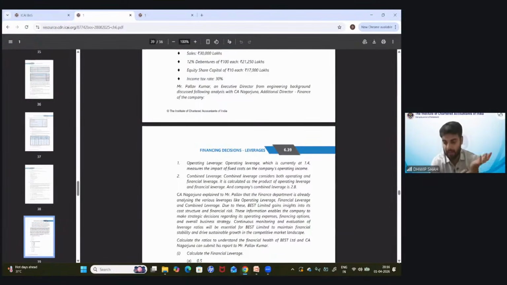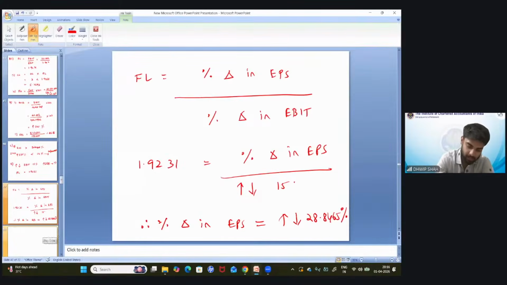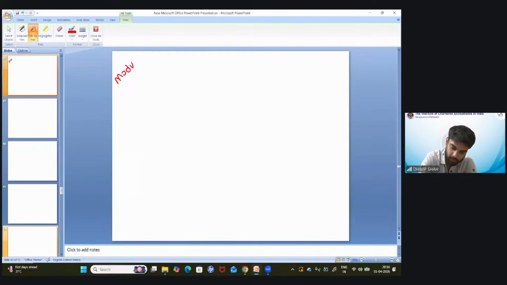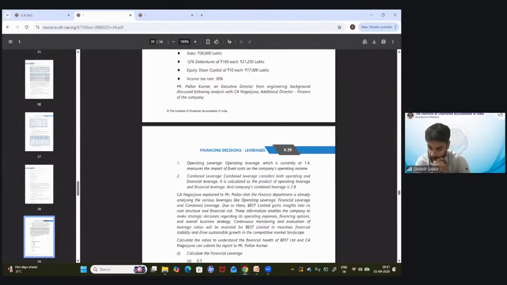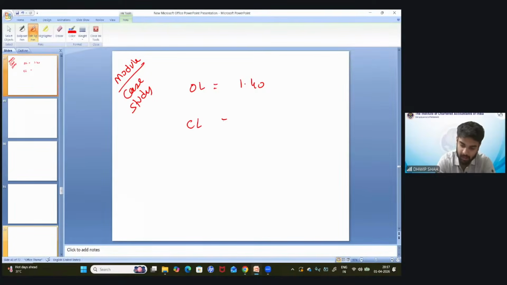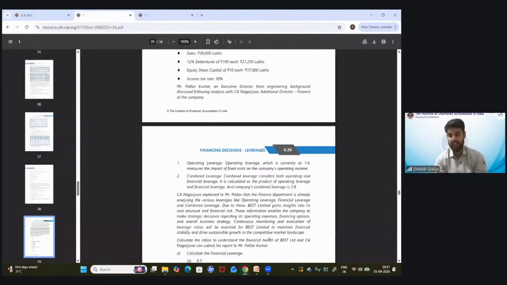लेट्स सी. Operating leverage which is currently at 1.4. So can I say currently operating leverage is 1.4. Combined leverage considers both operating and financial leverage. It is calculated as product of operating and financial leverage. Company's combined leverage is 2.8. So in short, ये पूरे पैराग्राफ में से OL is 1.4, CL is 2.8.